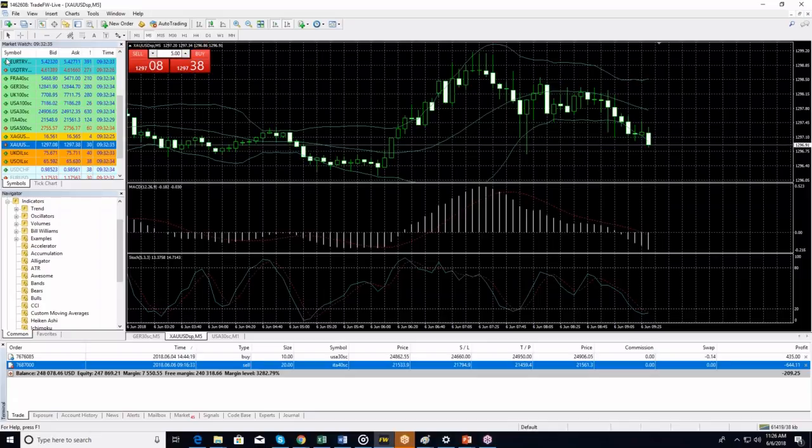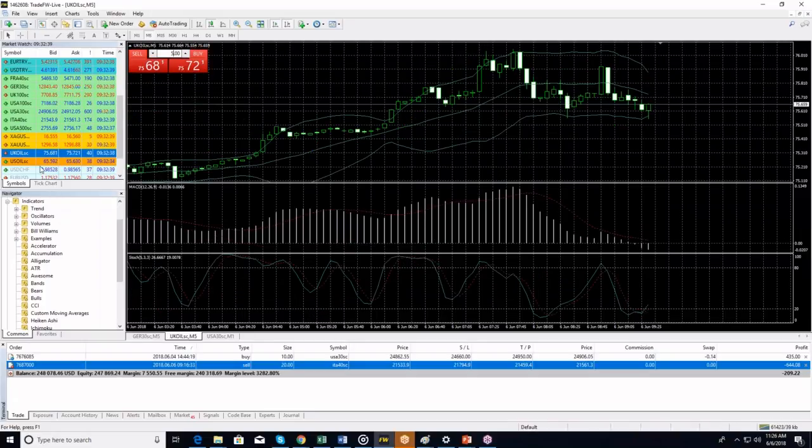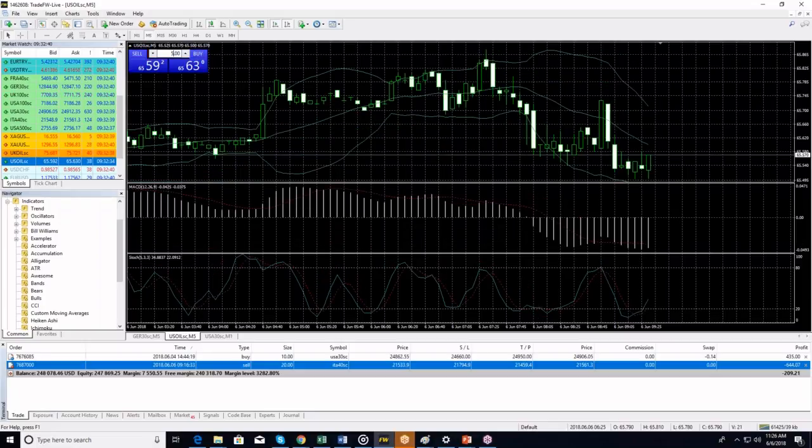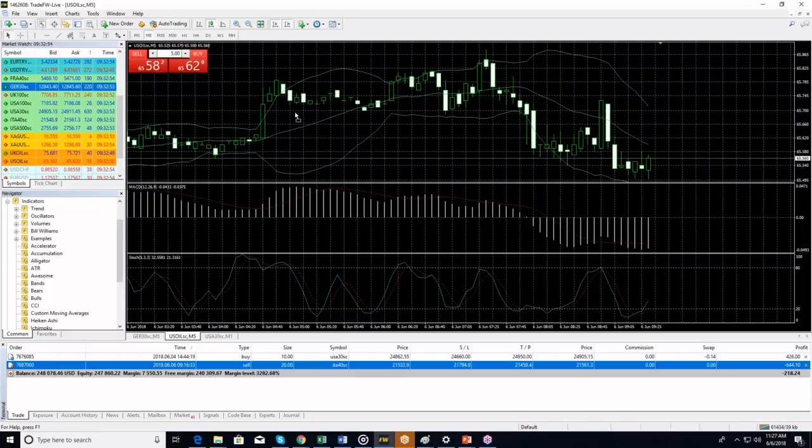No, I will leave it a bit of time. On Brent oil, the same. Oil is moving downwards, and has right now a small recovery. But okay, let's go back to our DAX.